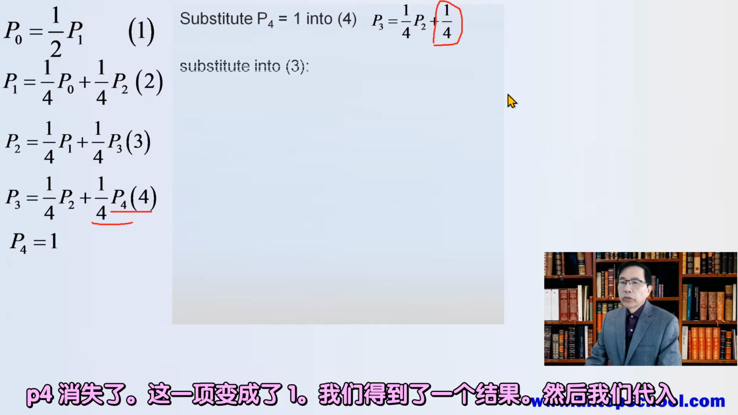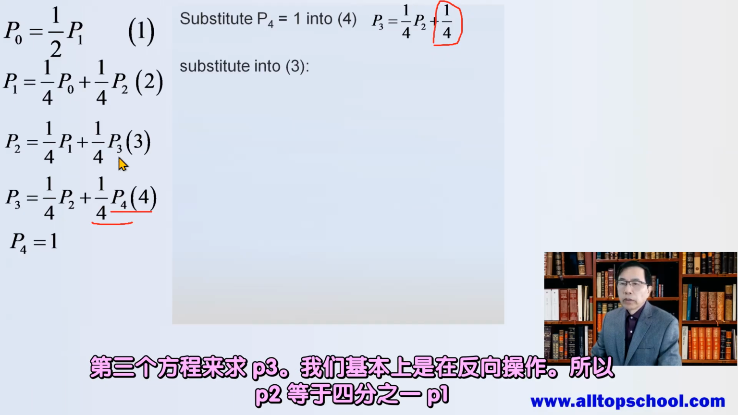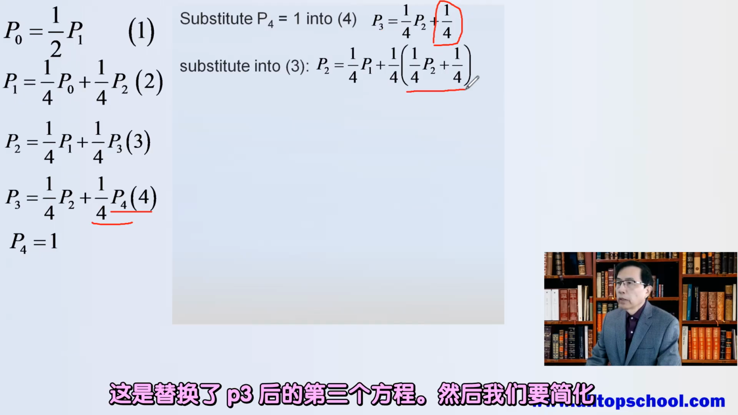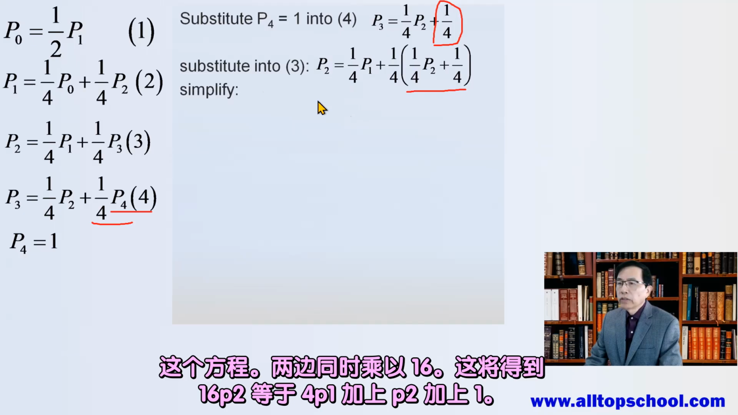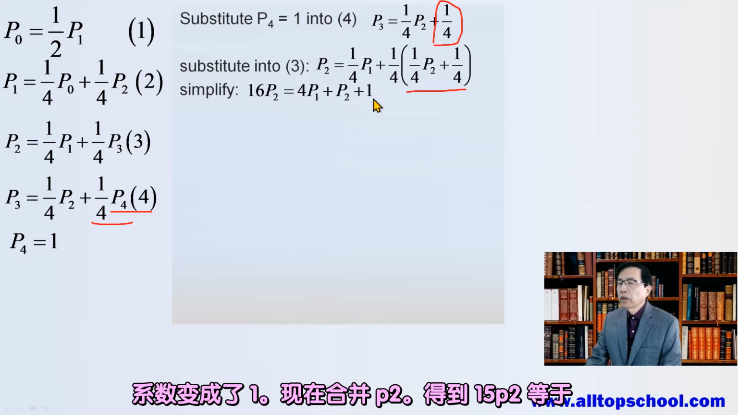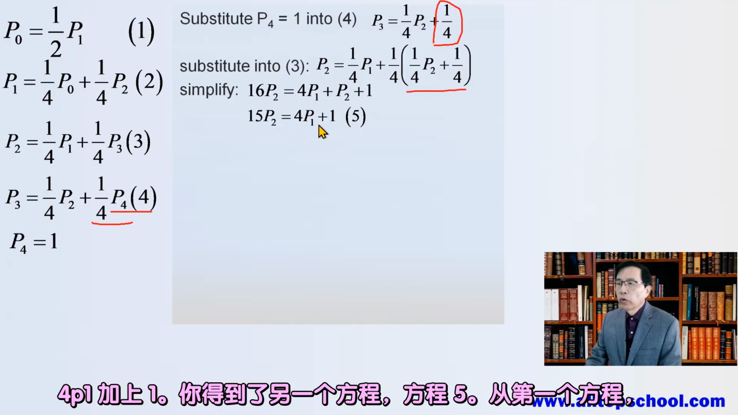Then we substitute into the third equation for P3. We're basically going backward. So P2 equals 1/4 times P1 plus 1/4 times P3, which is 1/4 P2 plus 1/4. This is where P3 has been replaced. Then we simplify this equation by multiplying by 16 on both sides. This will be 16P2 equals 4P1 plus P2 plus 1, because all of these 1/4, 1/4, 1/16 become coefficient 1. Combining the P2 terms, you get 15P2 equals 4P1 plus 1. That's another equation, equation 5.